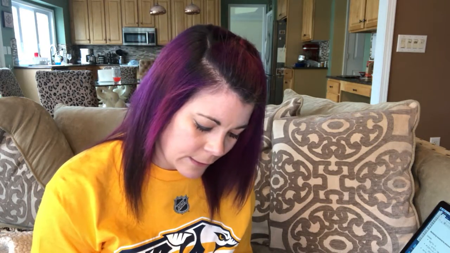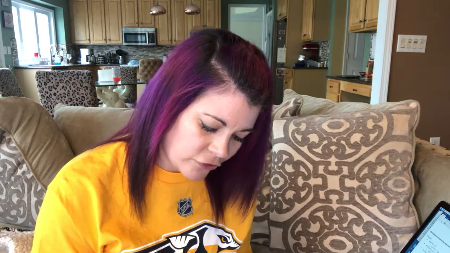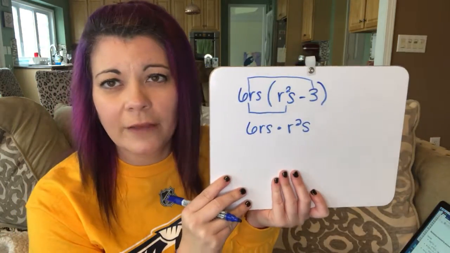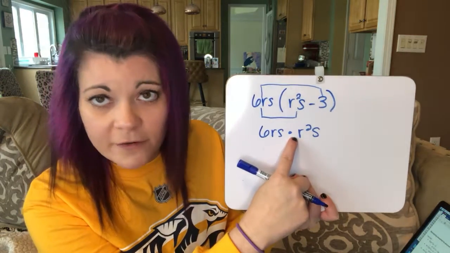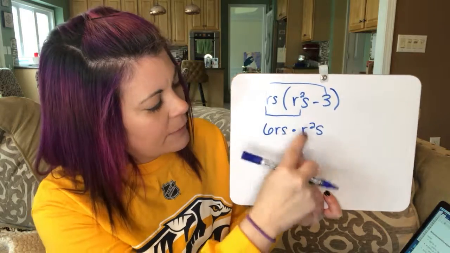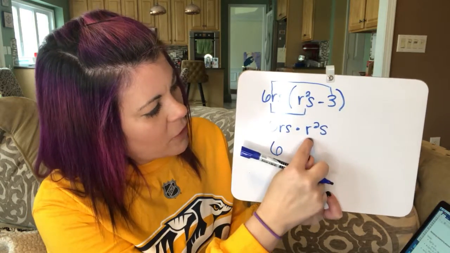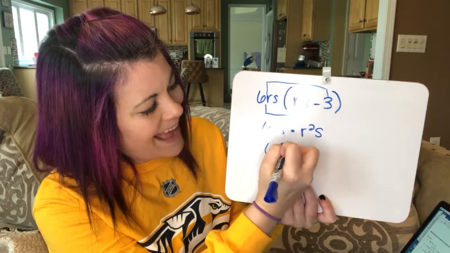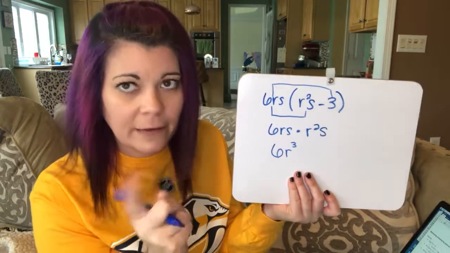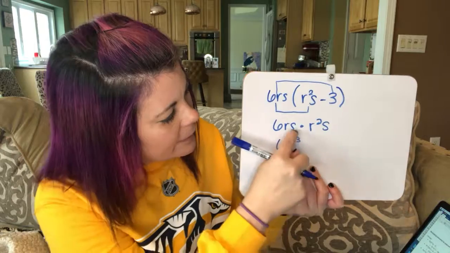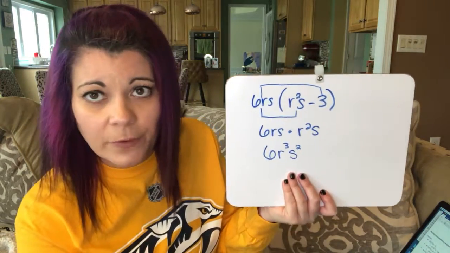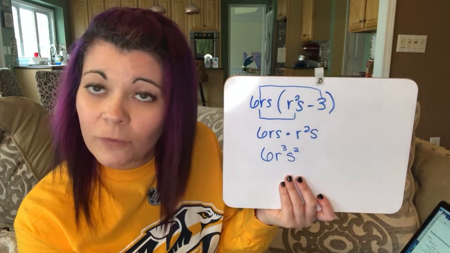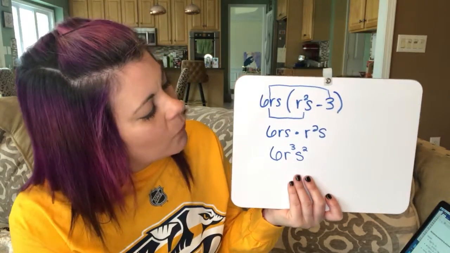So we have to do 6RS times R squared S. So we're doing this, 6RS times R squared S. You multiply the coefficient, 6 times 1, because 1's understood when it's not written there. 6 times 1 is 6. And then R times R squared is R to the third. We add the exponents when we are multiplying. That is in the exponent property rule. And then S times S is S to the second, because 1 plus 1, add the exponents. When it's not there, it's understood as 1, just kind of like the coefficient. So 1 plus 1 is 2.